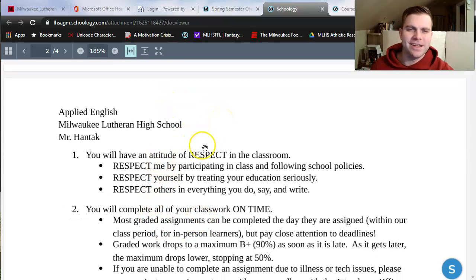The first one, it's the rule that you see in all of your classrooms: respect. It does say you'll have an attitude of respect in the classroom. That also means in our virtual classroom too. First of all, respect me by participating in class and following school policies.